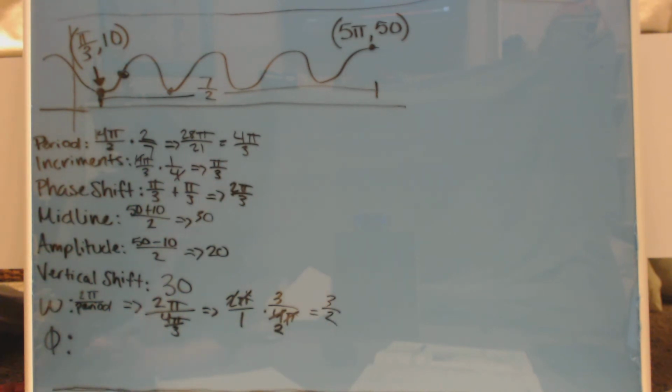Then in order to find phi, because phi is the phase shift, we have to multiply our phase shift by whatever omega is that we got.